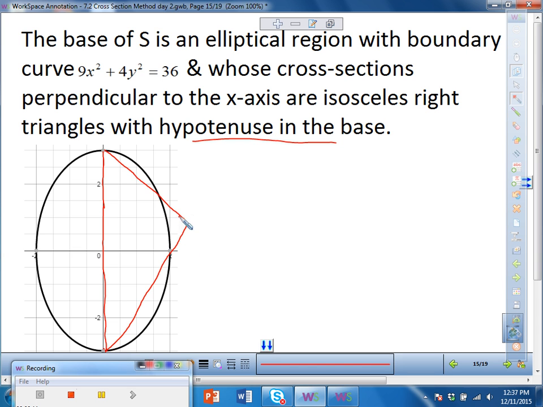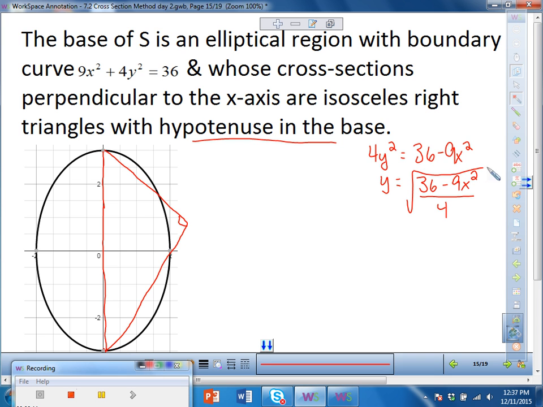And just imagine that this is a right angle, okay? Just pretend. Everything has to be in terms of x, correct? So I need to solve this for y. Are you with me? Okay, so solving this for y, I get 4y squared is equal to 36 minus 9x squared. So y is equal to 36 minus 9x squared divided by 4.